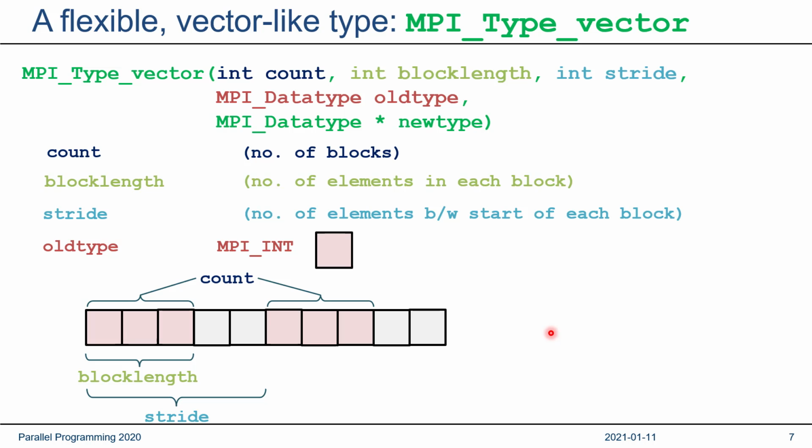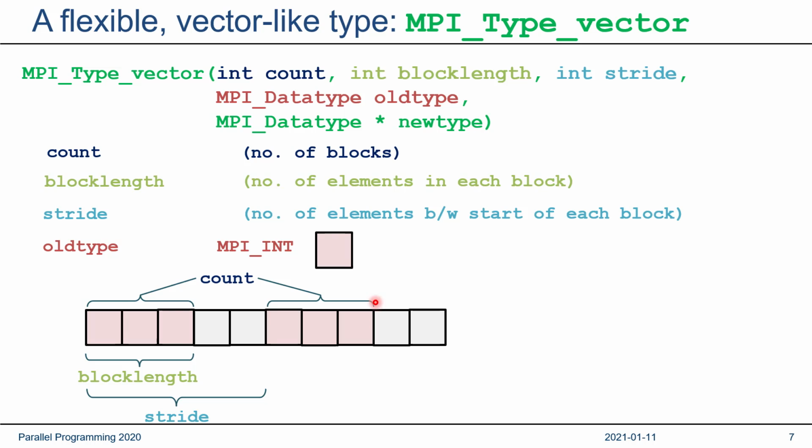The first type I'd like to show you is a flexible vector-like type. It's not the simplest type that MPI provides, but is, let's say, the simplest non-trivial type that can really do something for you. It's initiated with the call MPI_Type_vector. It takes a couple of arguments, which I will go into detail here with the help of an example.